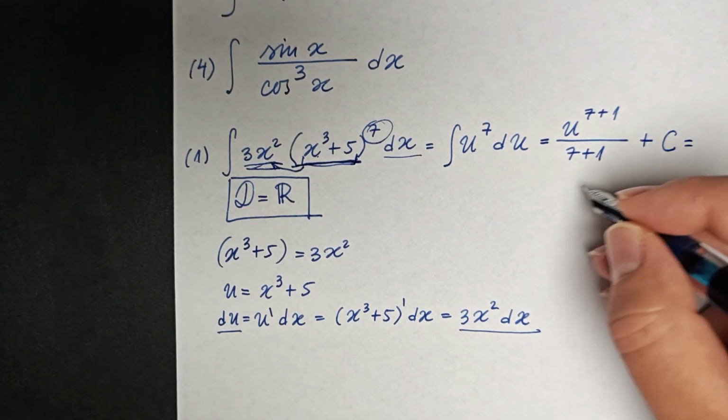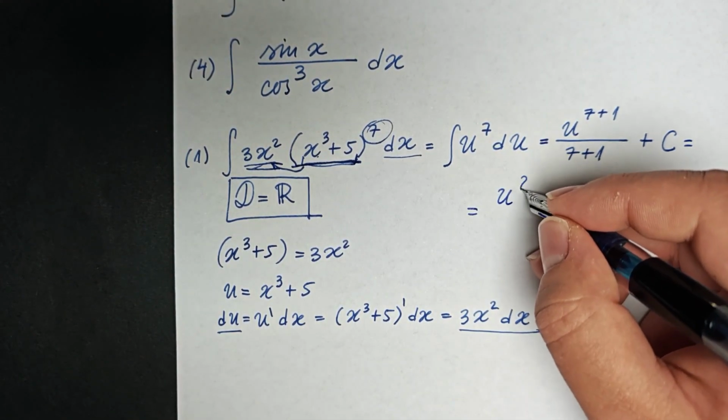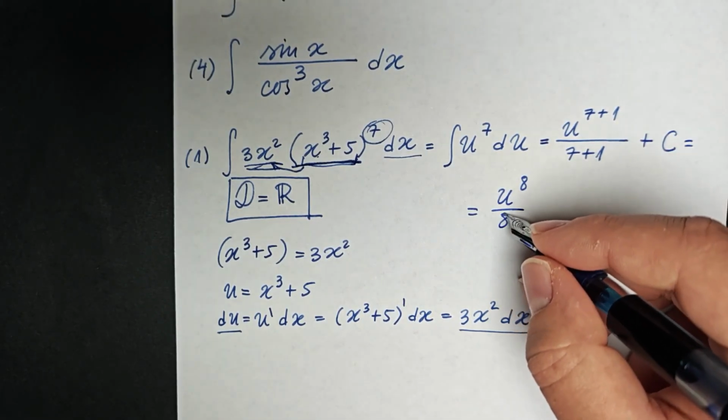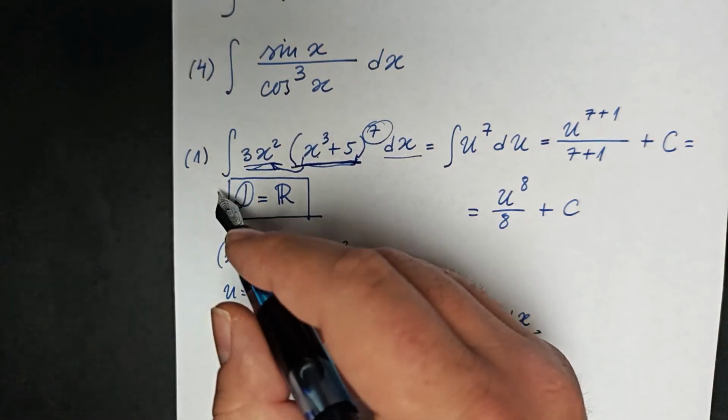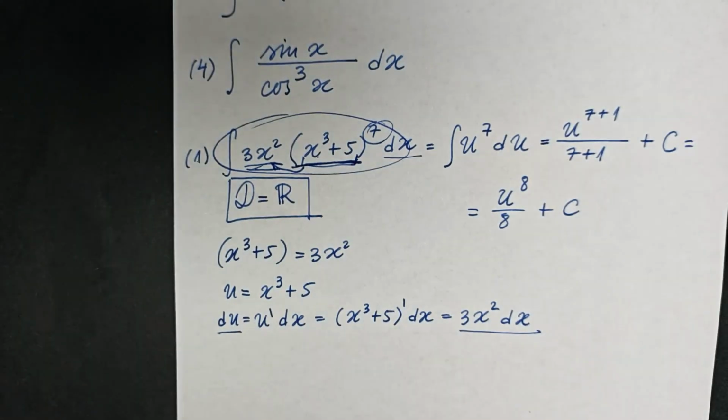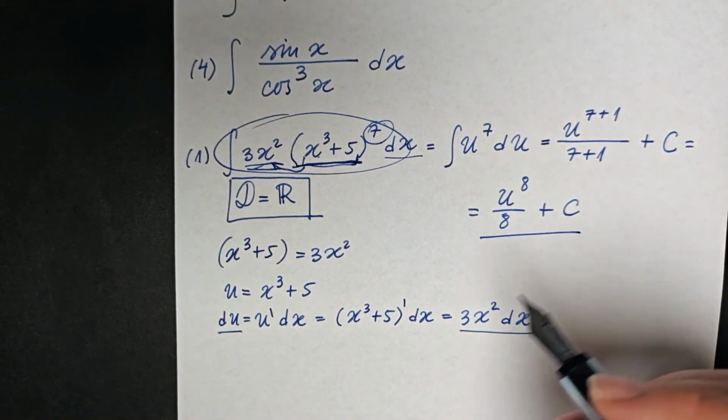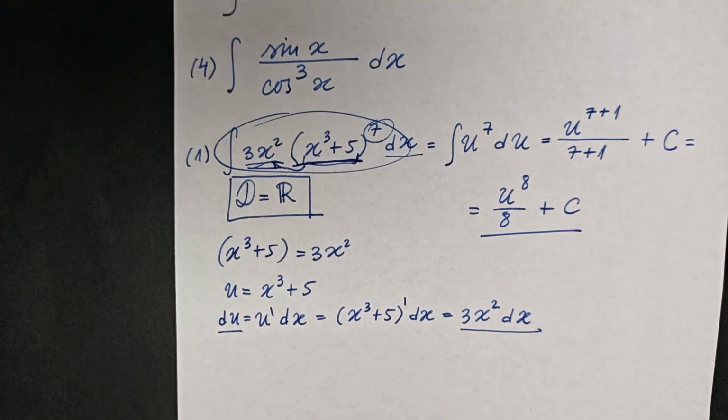So this is equal to u raised to the 8th power divided by 8 plus c. And now that we have done the integration, you can notice that our original integral was given in terms of the x variable, and now we have the result in terms of the variable u. This means that we are not done yet.